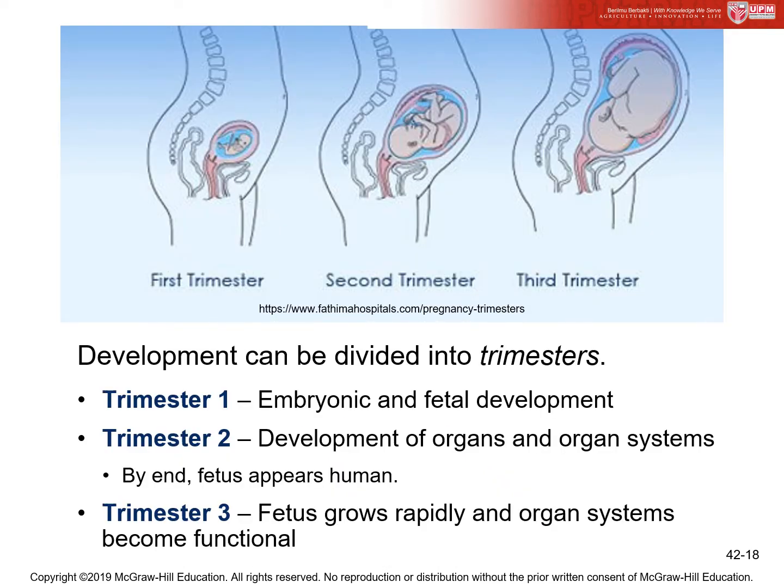The first trimester is about embryonic and fetal development. This is the process when the morula, blastulation, gastrulation, and neurulation happen. And then we go to the second trimester, which focuses more on developing organs and organ systems. By the end of this trimester, we can see that the fetus starts to appear like a human. And the last trimester is when the fetus grows rapidly and organ systems start to function.